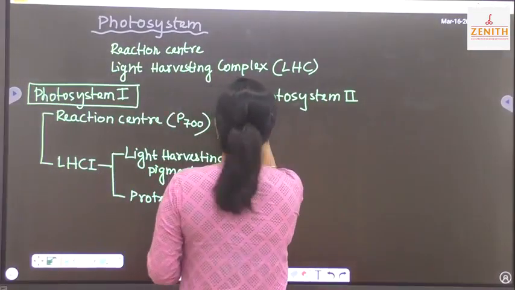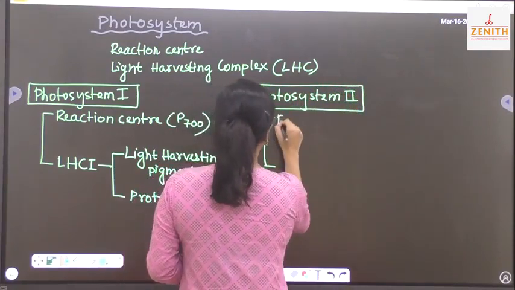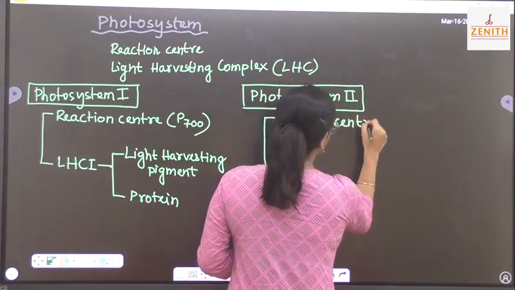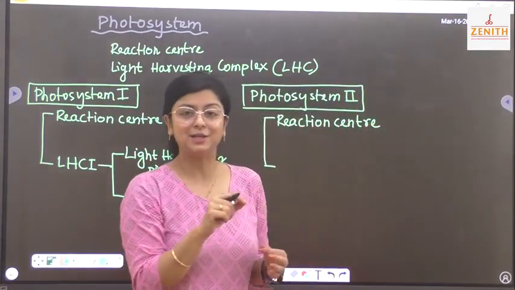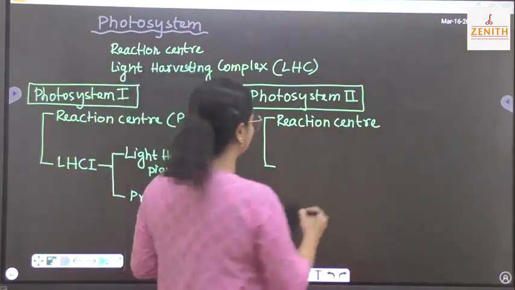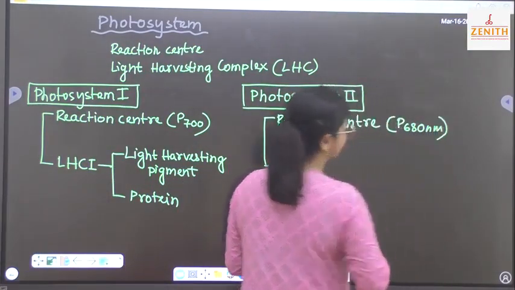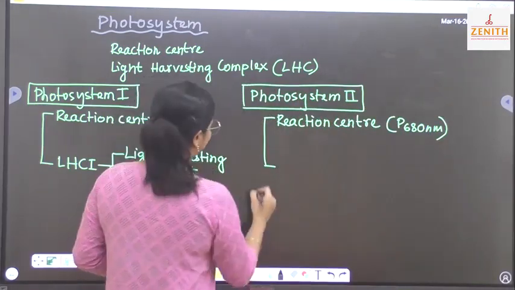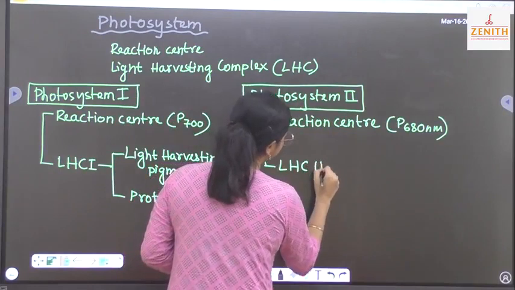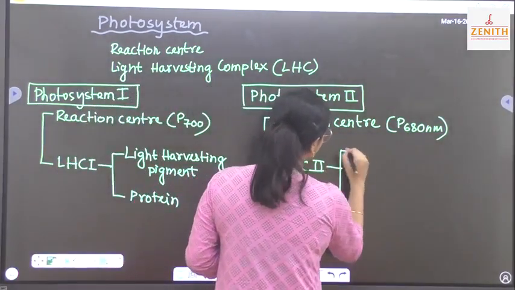And the next is photosystem 2, which is also made up of two parts. One is the reaction center. In this case the reaction center gets excited by absorbing 680 nanometer wavelength of sunlight. It is also made up of the light harvesting complex, denoted as the light harvesting complex 2, which is also made up of two parts.